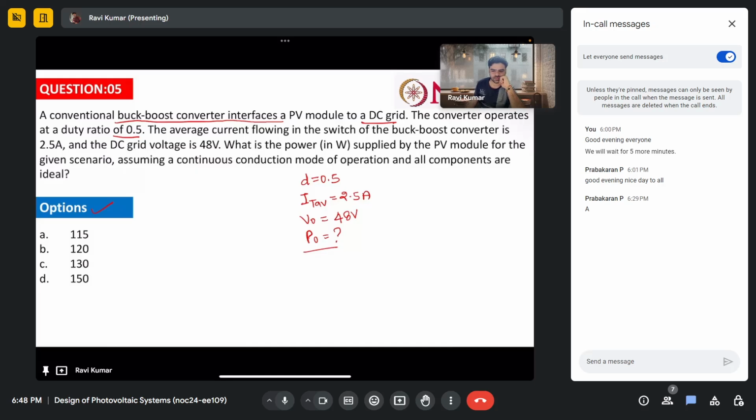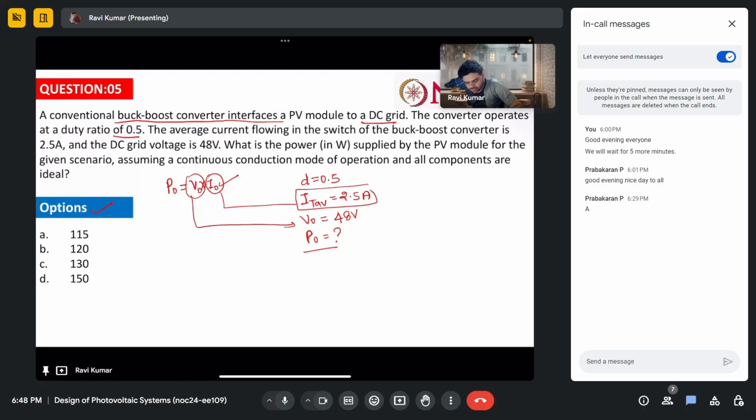The power is equal to V into I. For this, power equals V naught into I naught, where V naught is the output. This output is given. We need to calculate this. This can be related with this T average.